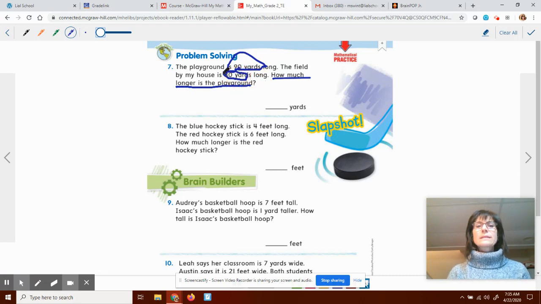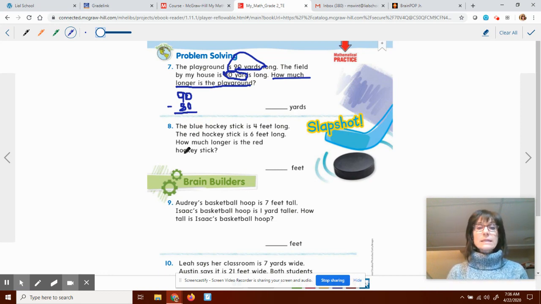I know when they say how much longer is something, I'm comparing. Whenever you're comparing, you are subtracting. So I'm going to have to do 90 minus 80 equals. So after you do 90 minus 80, you will put this answer, the difference, over here on the answer line.